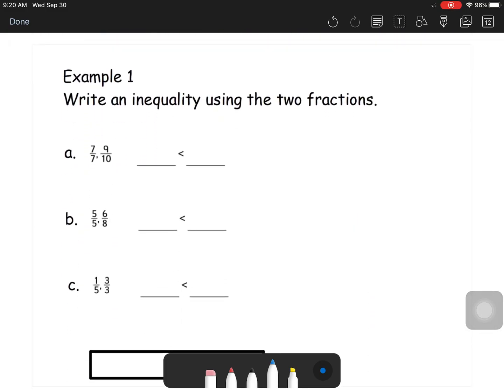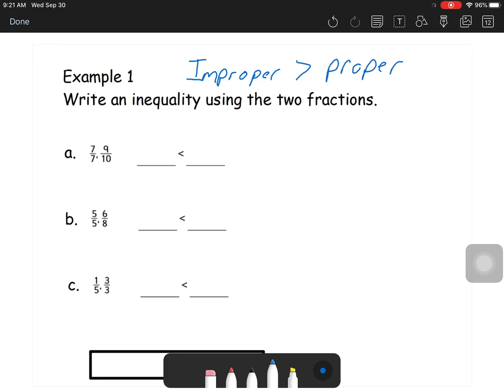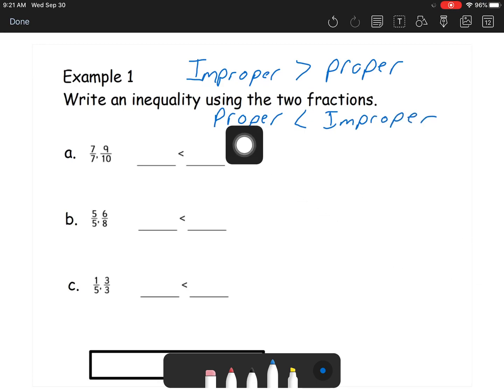All right, write an inequality comparing the two fractions. Now, typically what they're going to give you is one improper and one proper. Improper fractions are always bigger than proper fractions. So improper is going to be greater than proper. That's always going to be true. Now, they have less than signs here, so I could say proper fractions will be less than improper. So what that means is I want to put the proper fraction here, because these are all less than signs, and I want to put the improper fraction over here.